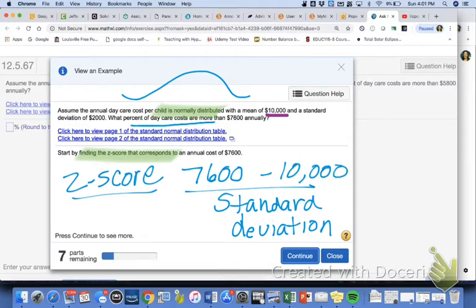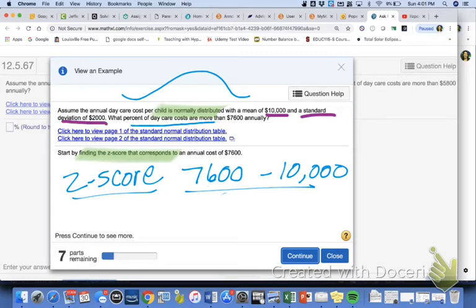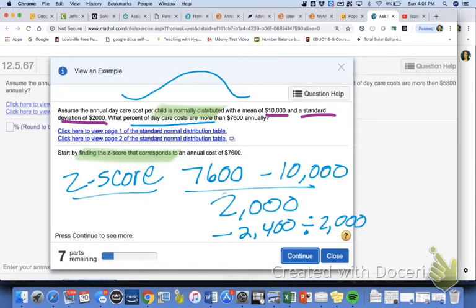And then after we do that subtraction, we're going to divide by the standard deviation. And it tells us that the standard deviation is 2,000. So I'm going to put in my calculator 7,600 minus 10,000, and then divide that answer by 2,000. So 7,600 minus 10,000 gave me negative 2,400. And then I'm going to take that negative 2,400 and divide it by 2,000. Which means that my z-score ends up being a negative 1.2.